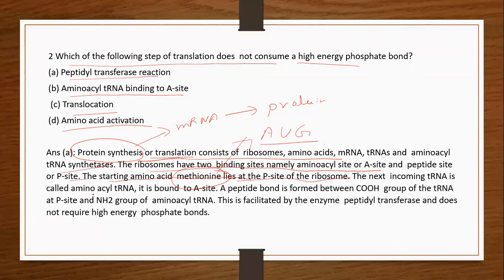The next coming transfer RNA is known as amino acyl transfer RNA, and it is bound to A side. A peptide bond is formed between the COOH group of the transfer RNA at P side and NH2 group of amino acyl transfer RNA. And this is facilitated by the enzyme peptidyl transferase, and it does not require high energy phosphate bond. So option A, that is peptidyl transferase reaction, is the correct answer.